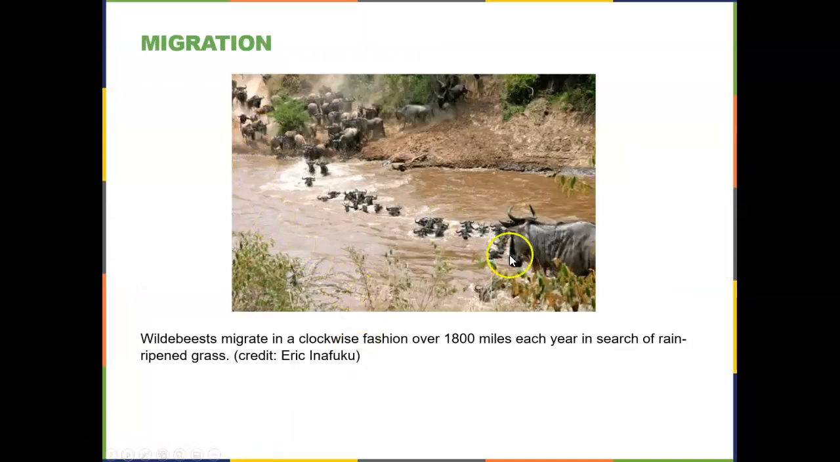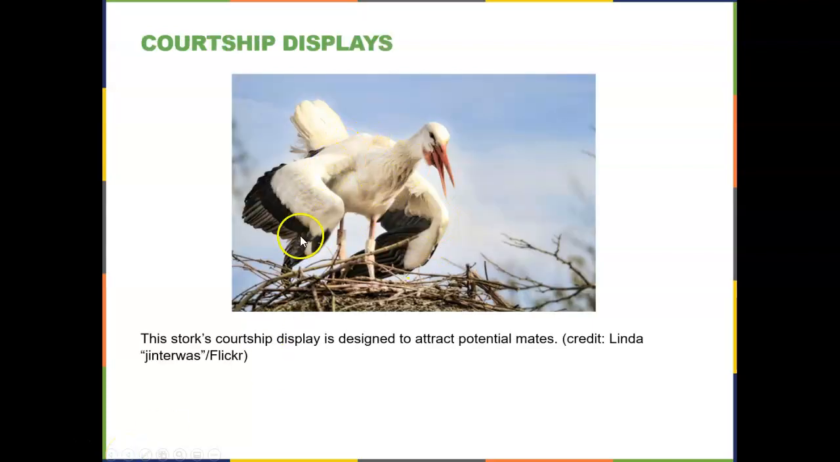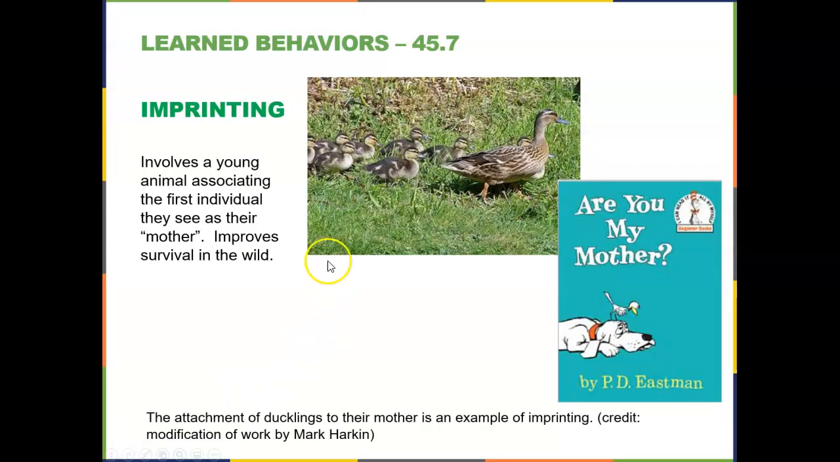So here's some examples of migration, the movement of these wildebeests in search of rain-ripened grass. Here's foraging examples, looking for food. These are all innate behaviors. And the courtship display, often shown by birds, but also insects do a lot of courtship display, and reptiles. And then the very last bit of this chapter, I've picked out one learned behavior. So this is not something baked into the genetics.